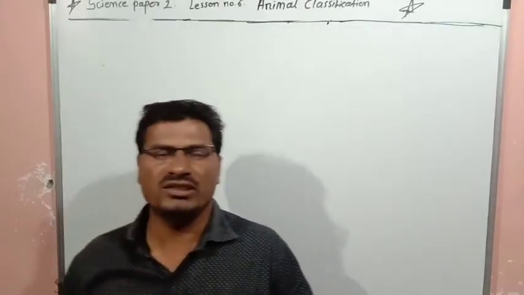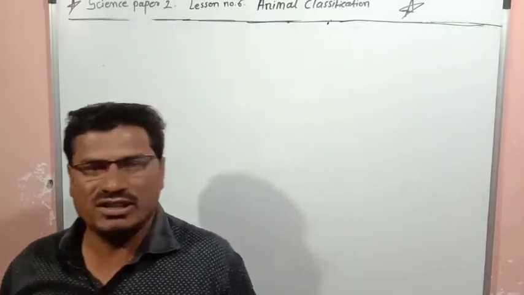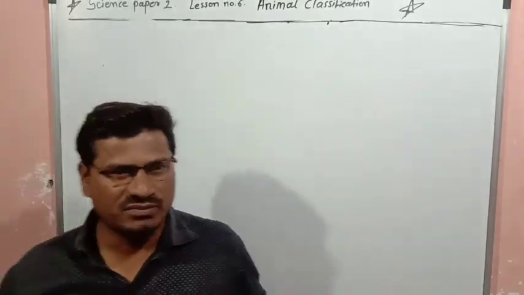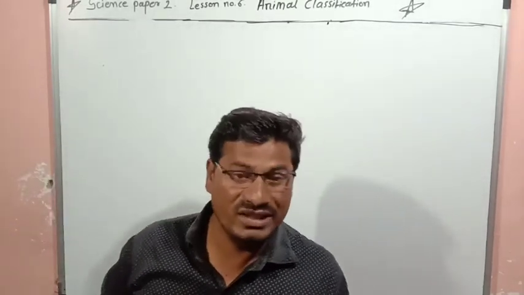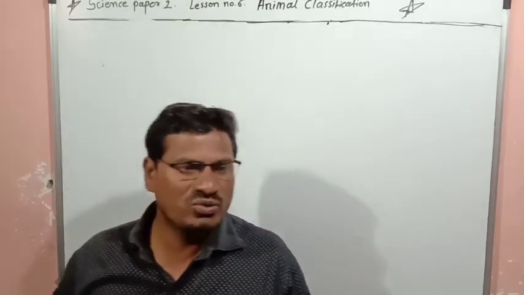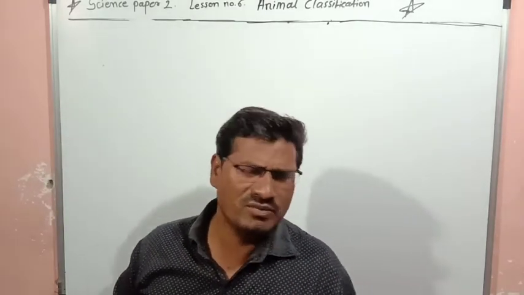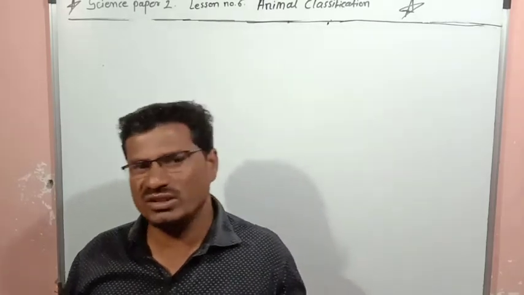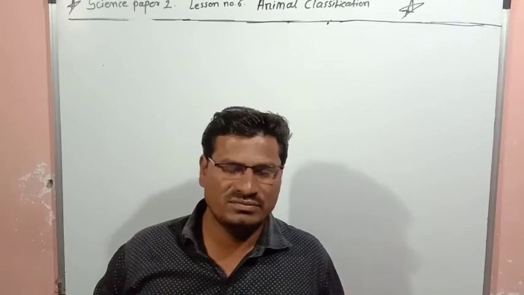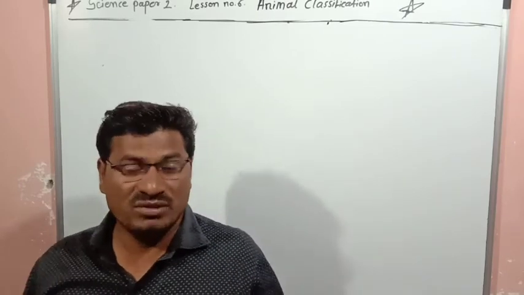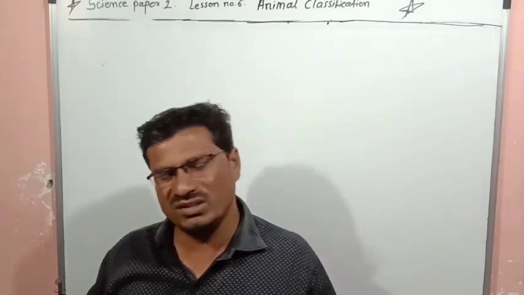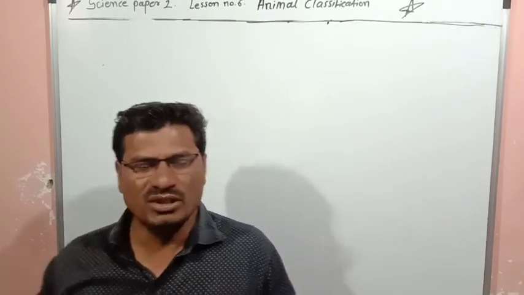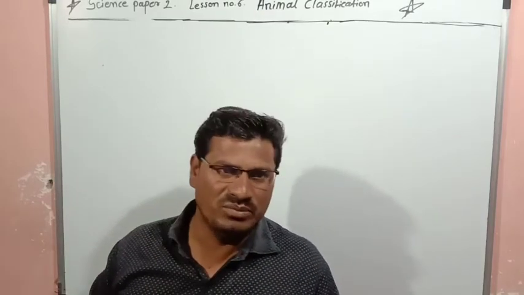Students, we are learning lesson number 6, animal classification. Before this we have studied the criteria for classification, and in that criteria we have studied 5 points. Which are those 5 points? First is body organization, second is body cavity, third is body symmetry, fourth is germ layers, and fifth is segmentation. We have studied all that criteria before this.